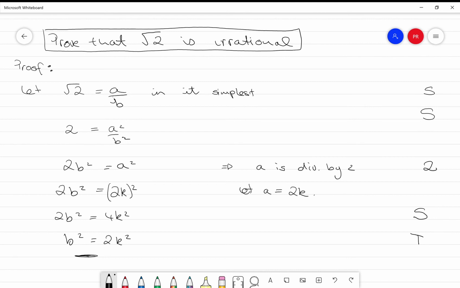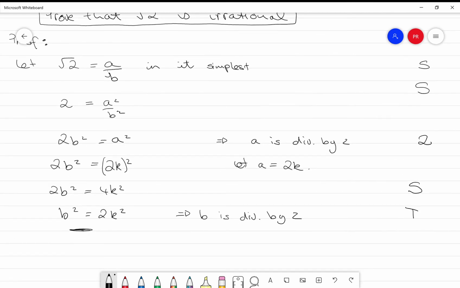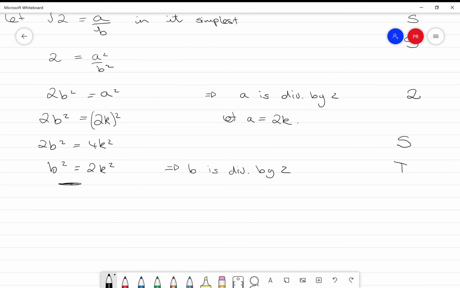What does this tell me? In the same way that a squared was twice something, now I've got b squared is twice something. So b must now be divisible by 2. But this is what's key. If a was divisible by 2, and if b is divisible by 2, then this was never in its simplest form. So we have now contradicted ourselves.